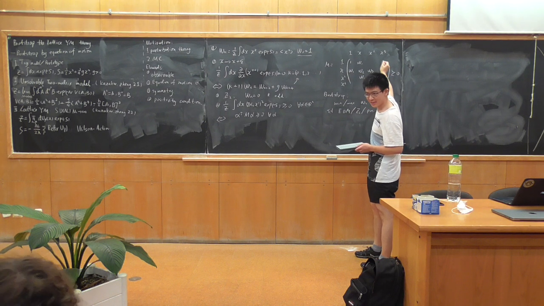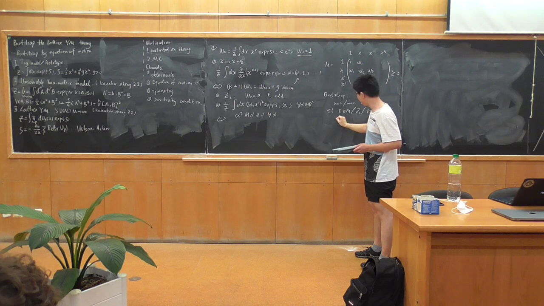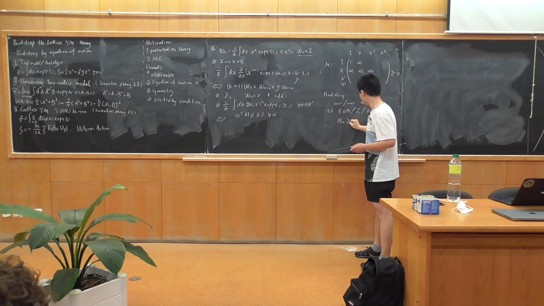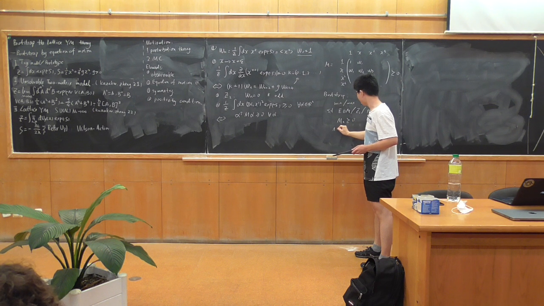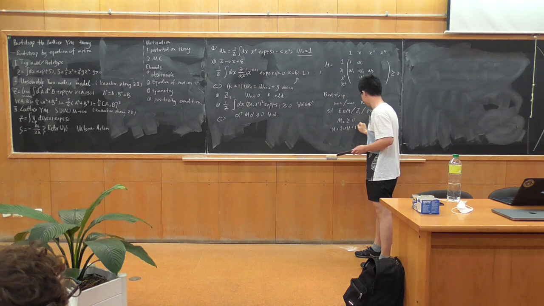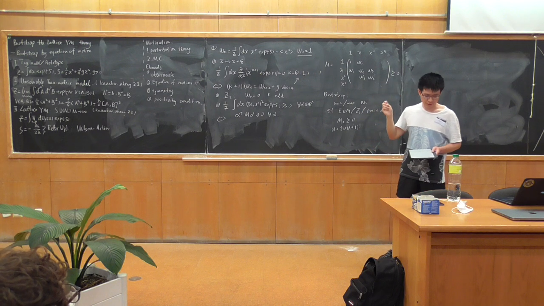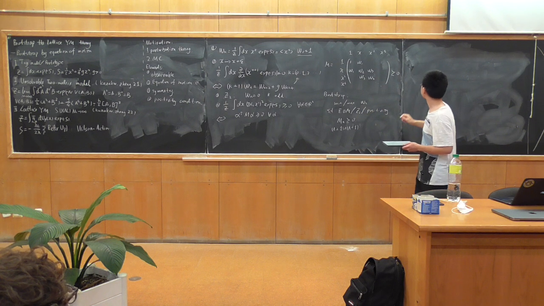And we can take the truncation of this matrix. How to do it? M_Lambda positive semi-definite, where Lambda means we are taking the top Lambda plus 1 by Lambda plus 1 matrix. We do a numerical truncation. What's the result?